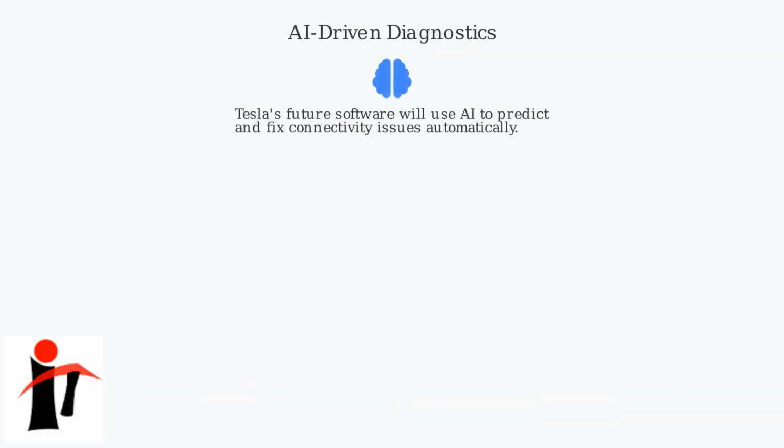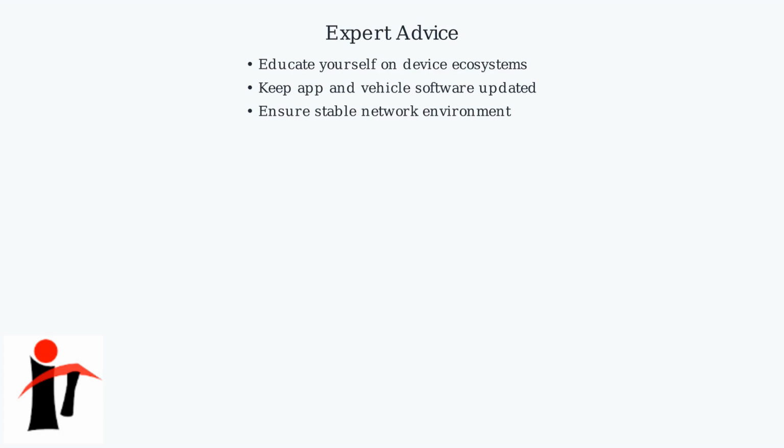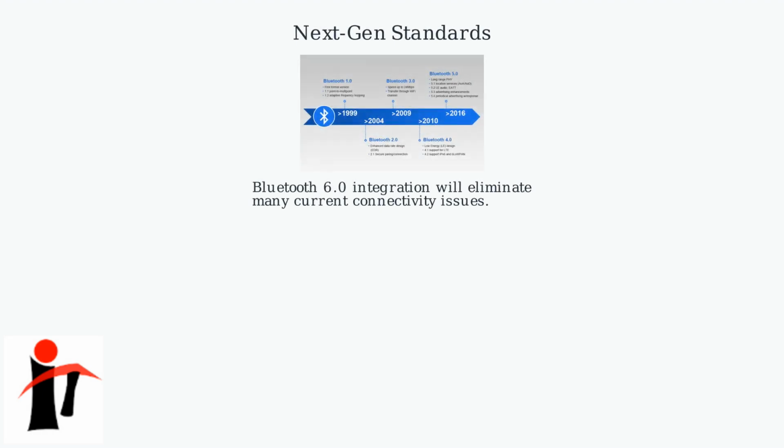The future of Tesla connectivity includes AI-driven diagnostics that will predict and automatically fix connectivity issues before they become problems. Satellite-based connectivity, through partnerships like Starlink, will ensure reliable app control even in areas with poor cellular coverage. Experts emphasize user education on device ecosystems, keeping software updated, and maintaining a stable network environment for optimal connectivity. Full integration with next-generation standards like Bluetooth 6.0 is expected to resolve most of today's connectivity challenges.